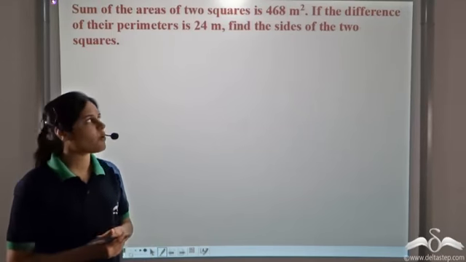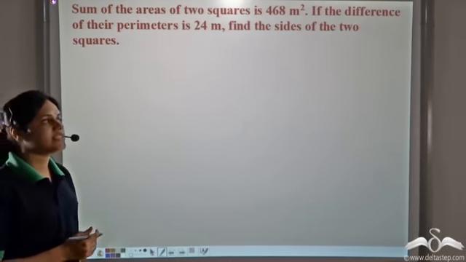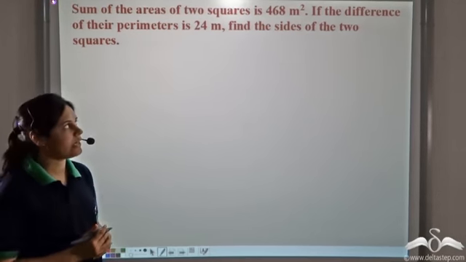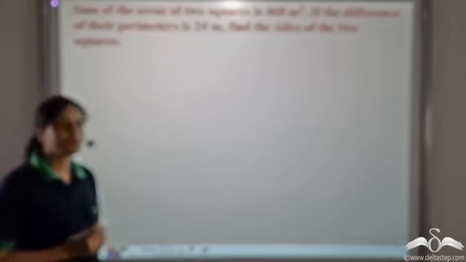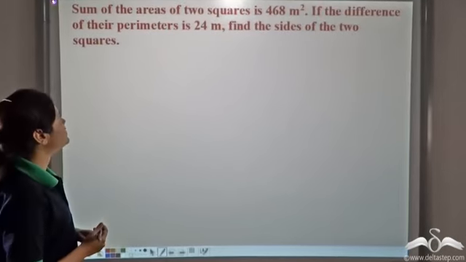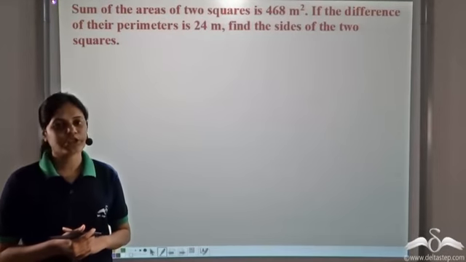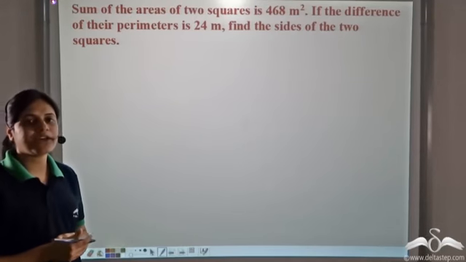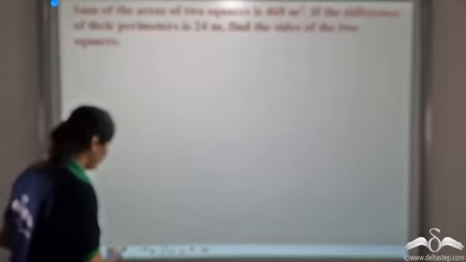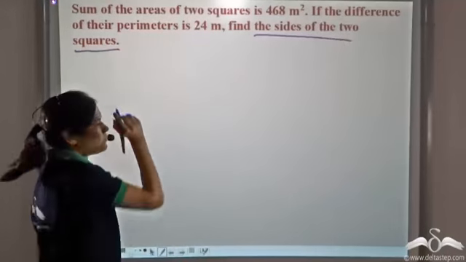So let us solve this problem. The sum of the areas of two squares is 468 meters square. If the difference of their perimeters is 24 meters, find the sides of the two squares. So the first thing is to determine what is the unknown. What do we need to find out here? We need to find the sides of the two squares.